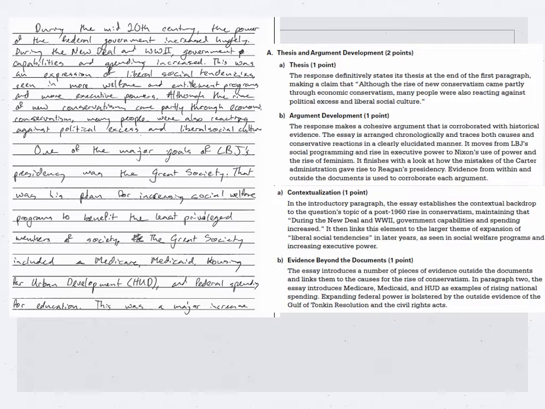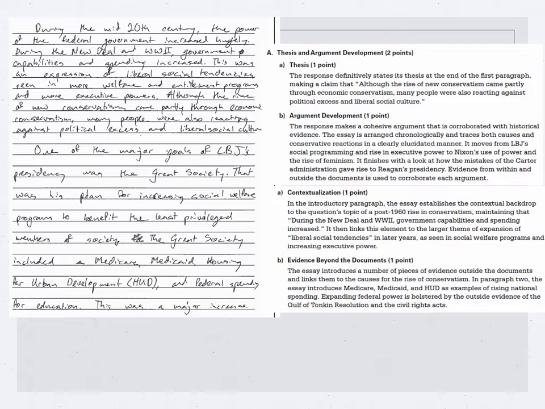The student also is going to earn the argument development point because the student is able to write chronologically, tracing causes and reactions in the essay, moving from Lyndon Baines Johnson's social programs and all the way up to the Carter administration and the Reagan presidency. And this cause and effect is going to help the student earn that 1 point.